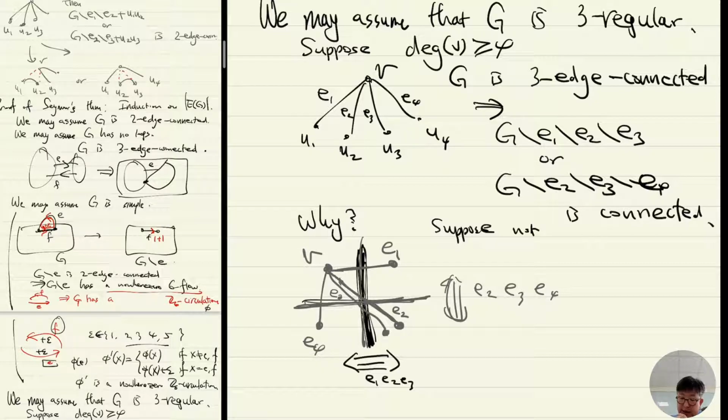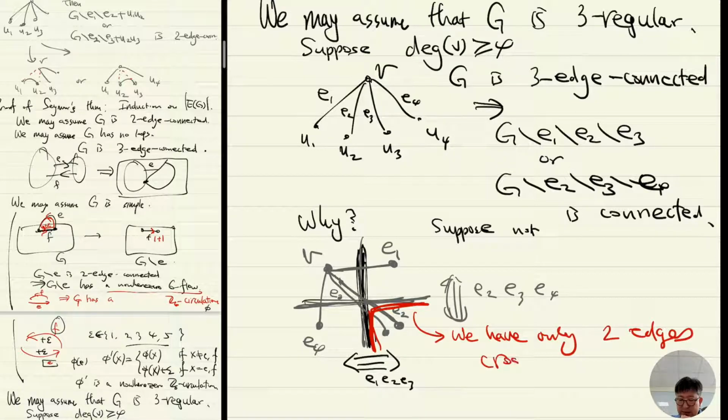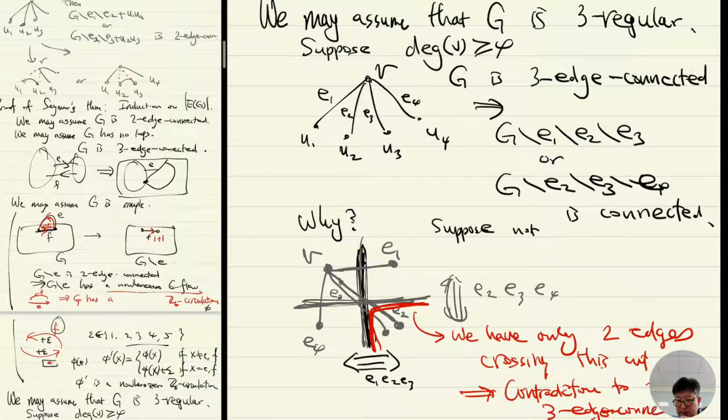Now what's happening? Now there are no other edges crossing these vertical cuts or horizontal cuts. Let's look at this cut. We have only two edges crossing this cut. So that's a contradiction to the three-edge connectedness. Okay.